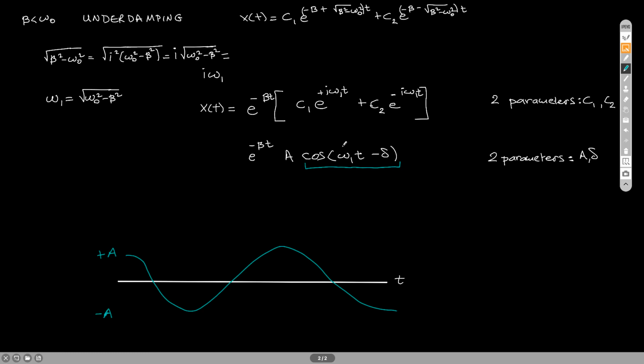Now, here's the thing. This is not the only part of my solution. I also have e to the minus zeta t. And what this means is that the exponent of this exponential becomes more and more negative as time goes by. As t increases, this becomes more and more negative. And I know that when I have e to a negative number, the more negative the exponent is, the smaller the whole thing will be. Let me show you what I mean.